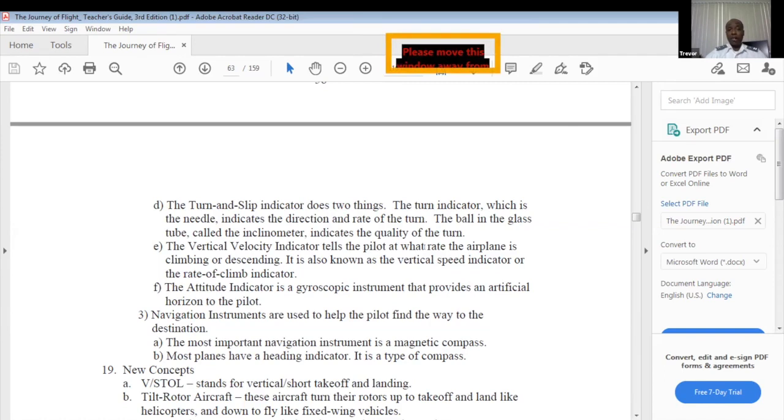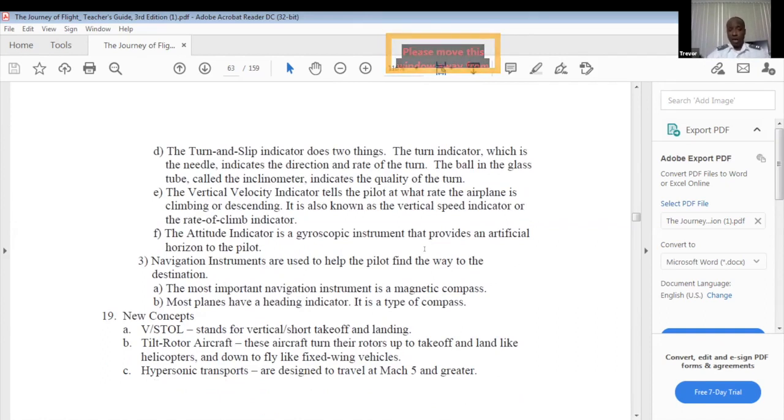The attitude indicator tells you your degree of pitch, if you're pitching up 5 degrees, 10 degrees, or pitching down 5 degrees, 10 degrees below the horizon or above the horizon. And of course, navigational instruments are used to help you navigate from one point to the other, like for example a VOR, VHF, very high frequency omni range, or what is called the automatic direction finder, or in modern terms, a flight management system or GPS. The most important navigation instrument is the magnetic compass, which is found in every aircraft. No matter how modern it is, you will find a compass.